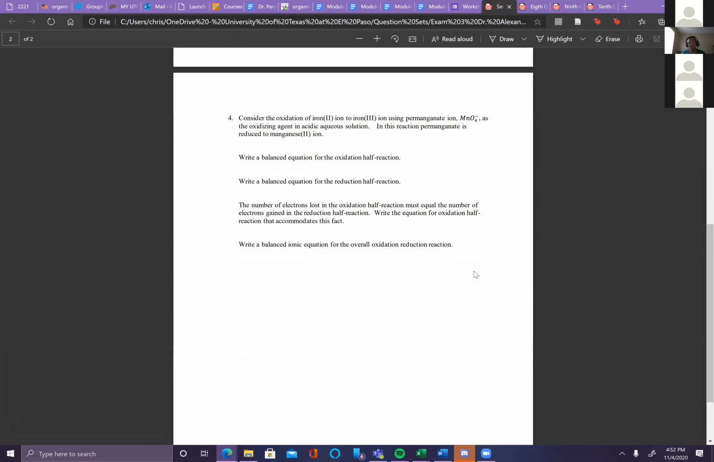Okay, so for this one, it says that we're doing an oxidation from iron to ion.